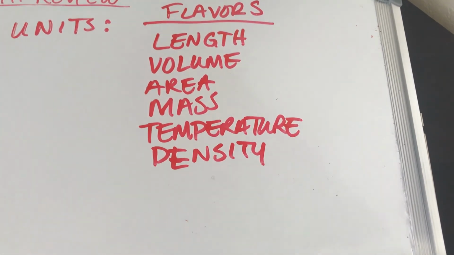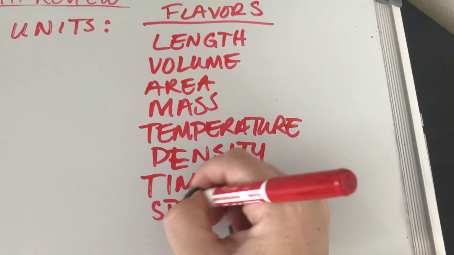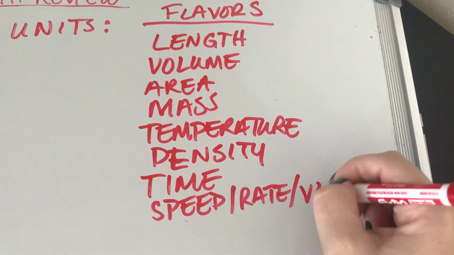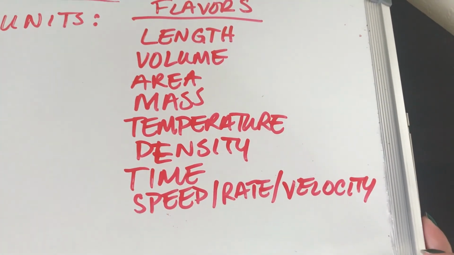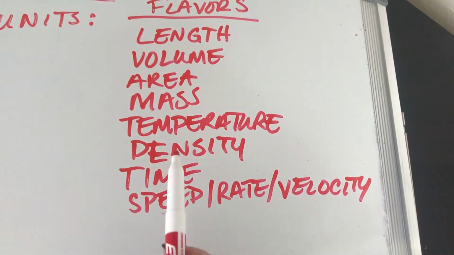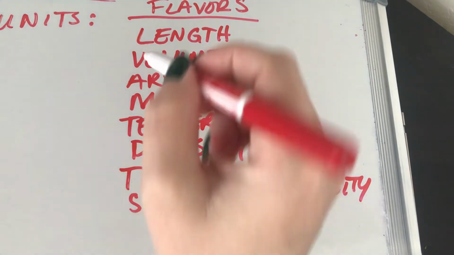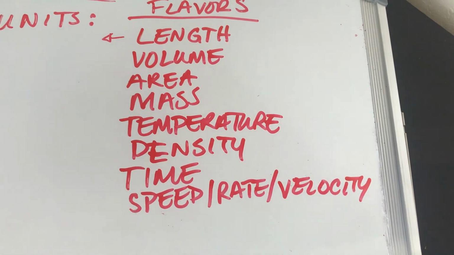Time or speed? Yes, time, thank you. So time and speed, velocity, rate, whatever you want to call it, those are all the same thing. They all mean the same thing anyways. So these are all the basic flavors or types of units that we can have, right? But they aren't giving you a specific unit, okay? So now we know the types of unit. Let's talk about a couple of examples of each type.